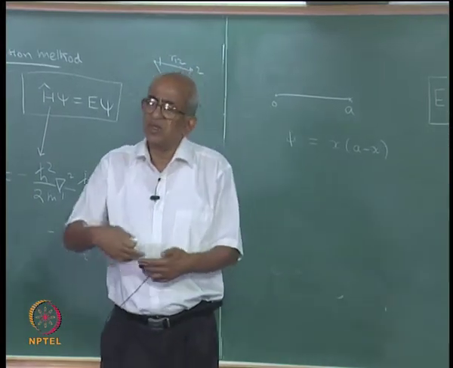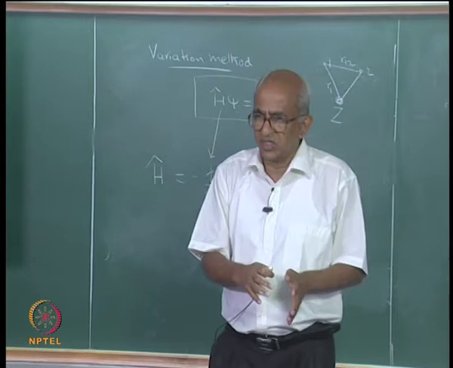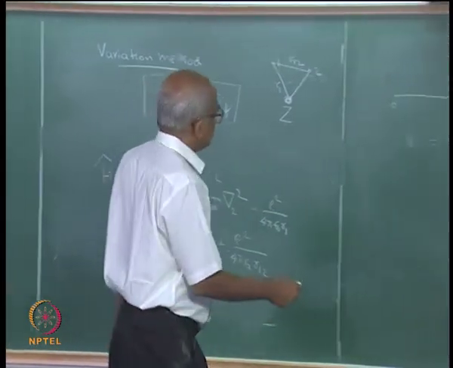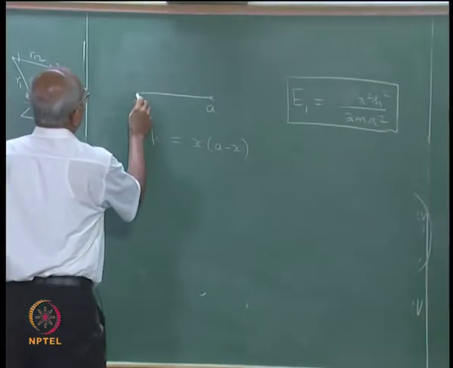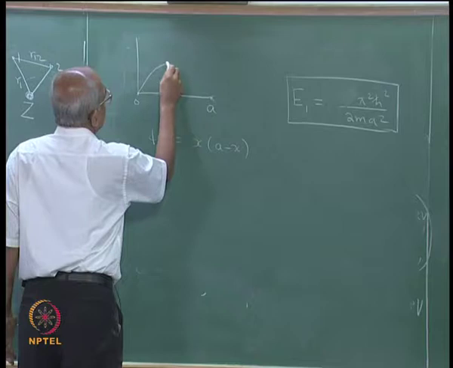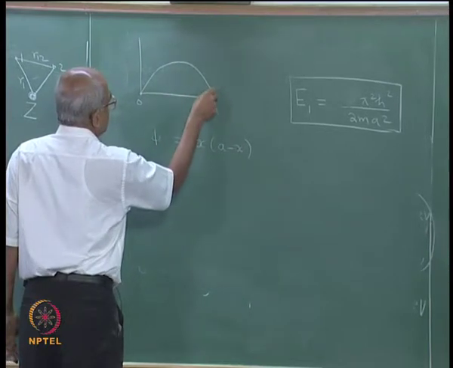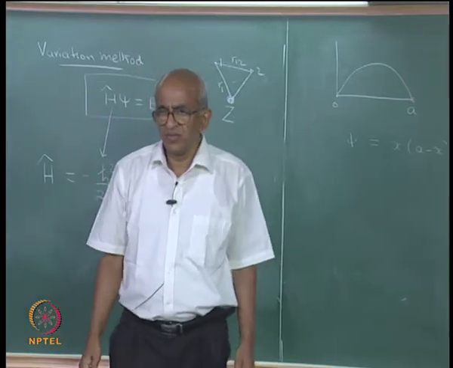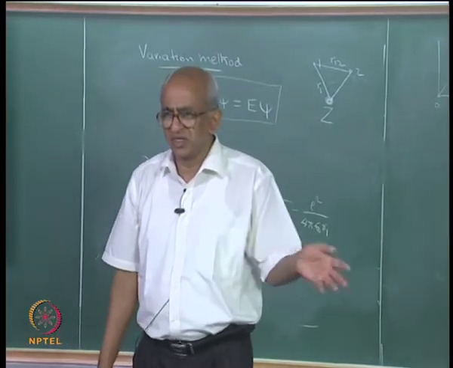You can think of any number of other functions, but this is the simplest one. And in fact if you plotted this function against x, how will it look like? It will be 0 here and it will increase, reach a maximum, and it will decrease. So that is how this function looks like. It has no nodes in between 0 and a.